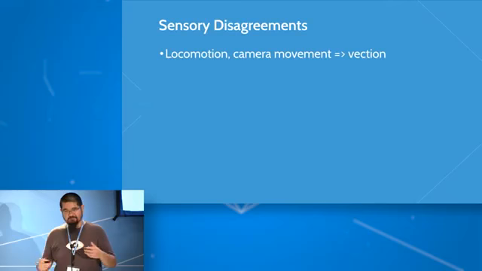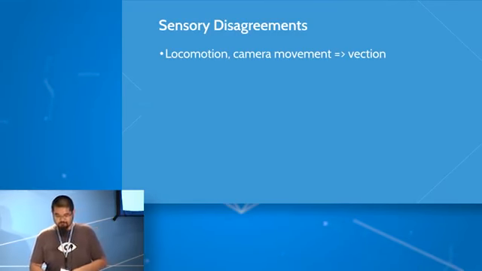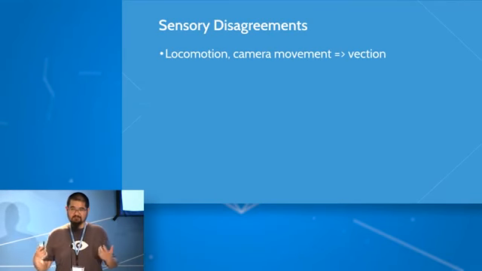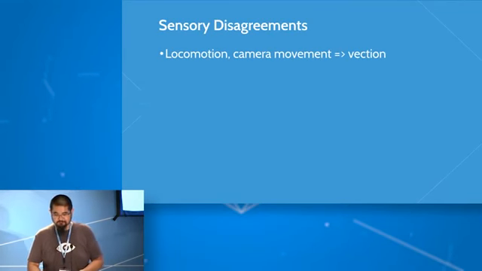All right, so the important thing to know about sensory disagreements is that even if we've created the perfect Rift, the perfect implementation of VR, where the hardware was perfect, the SDK was perfect, everything was projected perfectly, there was no latency, there was no judder, you can still create discomfort through these sensory disagreements. The primary source of these disagreements comes from locomotion or camera movement, which are one and the same in the case of first-person content. Any kind of locomotion or camera movement is going to lead to vection. And it's going to be worse if it's some kind of movement that the player isn't in control of.